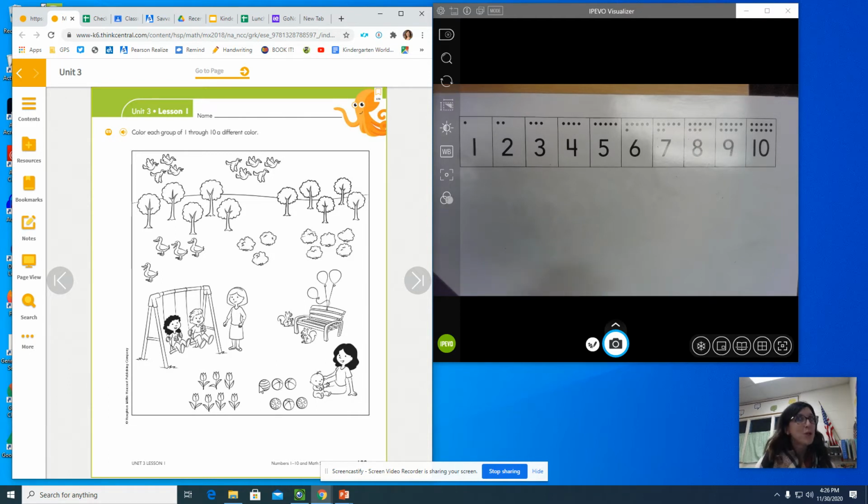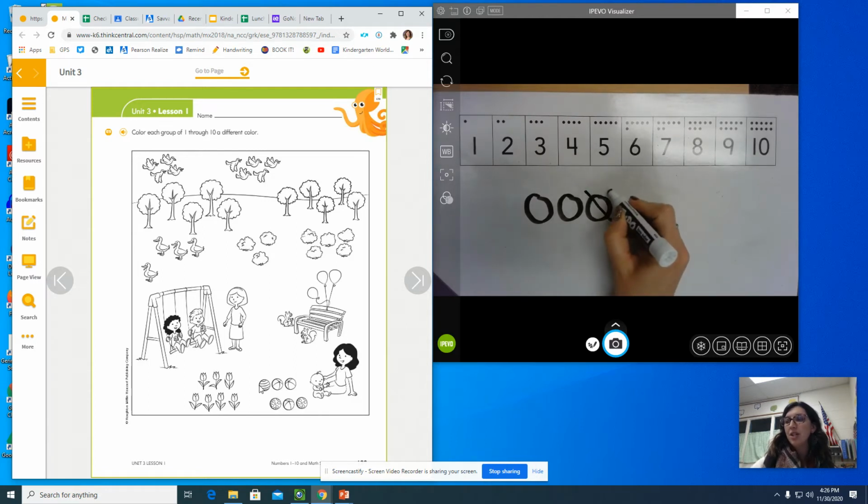All right, I was walking in the park, and I saw 3 balloons. Let's draw that part. 1, 2, 3 balloons. Oh, I saw 3 balloons, but 1 flew away. Oh no, how do I show that 1 is going to go away? I had 3, but 1 needs to go away. What can I do? You're right, you cross 1 out. Good job. So we're going to cross 1 out to show that 1 is going away.